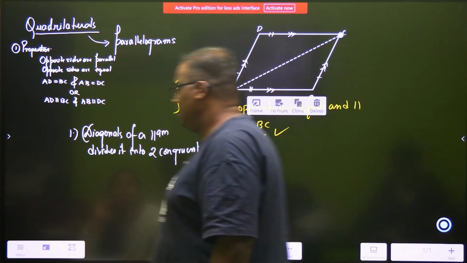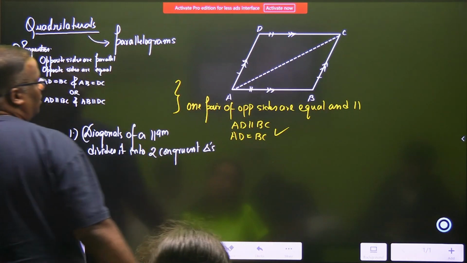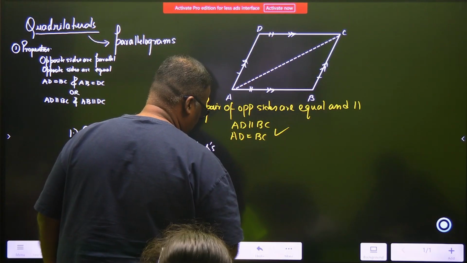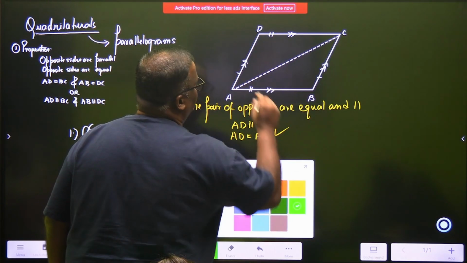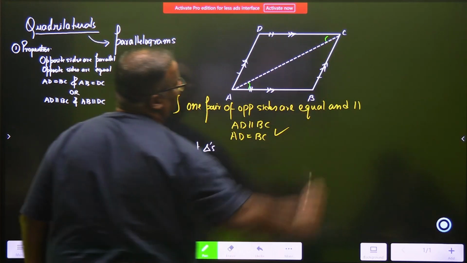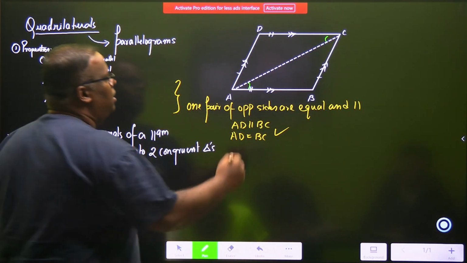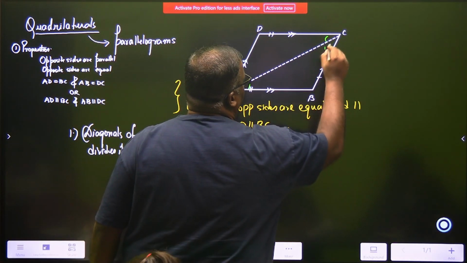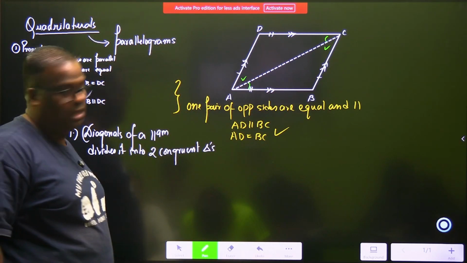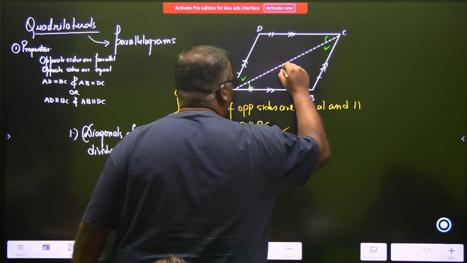If you take AC as a diagonal, now since AB is parallel to CD, children, can I not say alternate interior angles are equal? I can say that. Similarly, again I can say this angle should be equal to this angle, alternate interior angles, and this side is common.